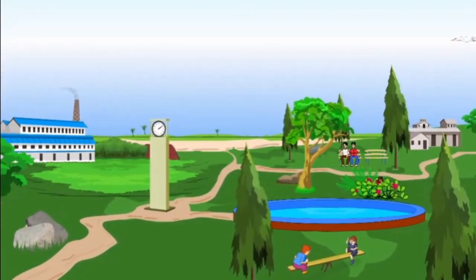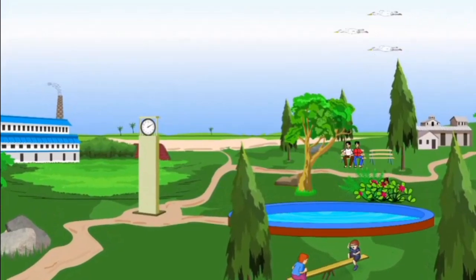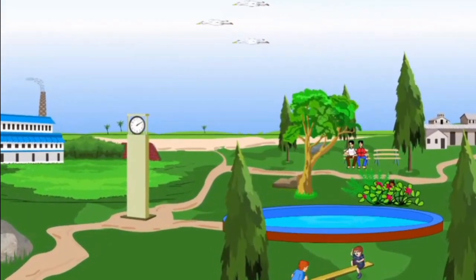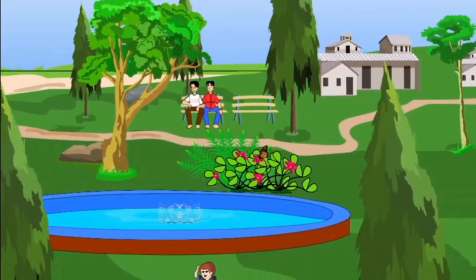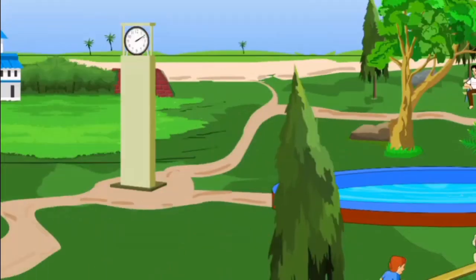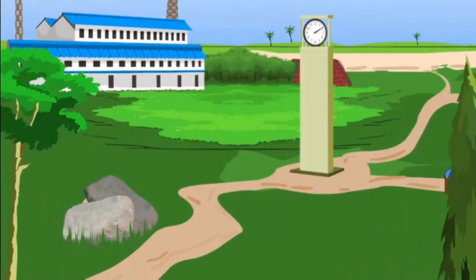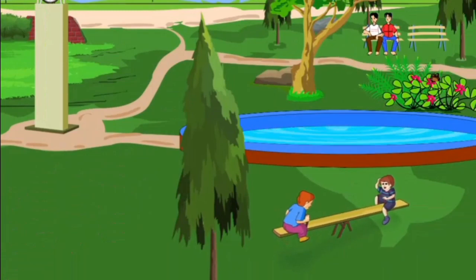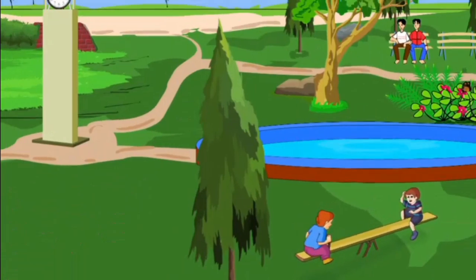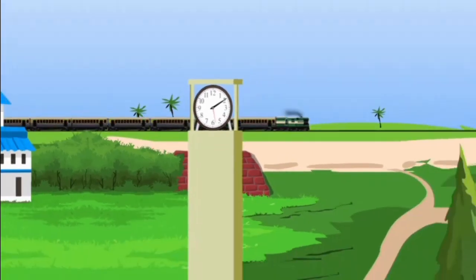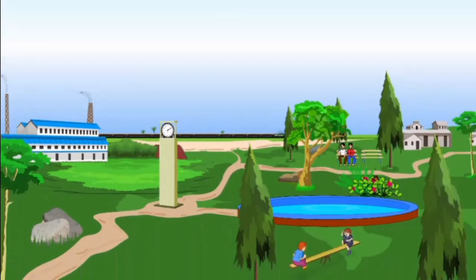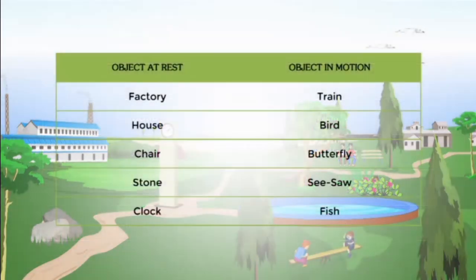Can you identify the objects you see on the screen? Birds, fish, butterfly, house, factory, seesaw, clock, train, etc. Classify these objects as moving bodies and objects at rest, respectively. The classification is shown in the table.